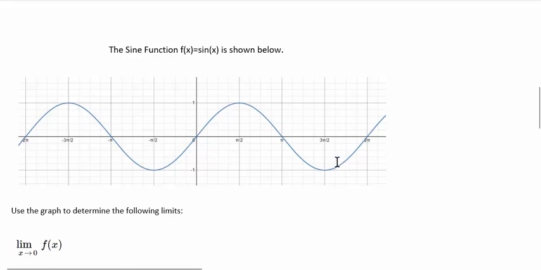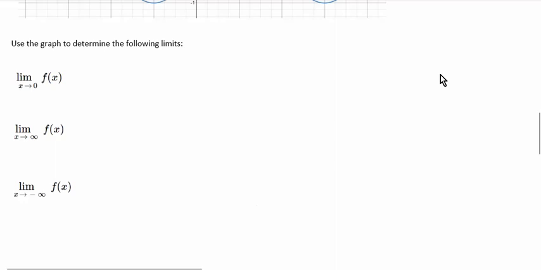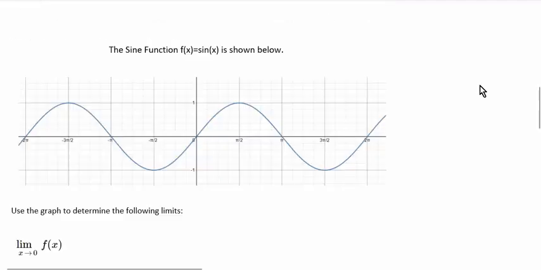In this problem, we're given the graph of the sine function, and we are to use that graph to evaluate three different limits. The first of which is the limit of the sine function as x approaches 0. Now, for the limit of the function as x approaches 0 to exist, the function does not need to be defined at x equals 0, it just happens to be defined in this particular example.